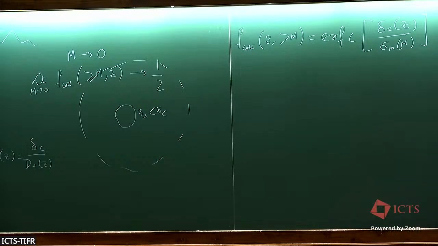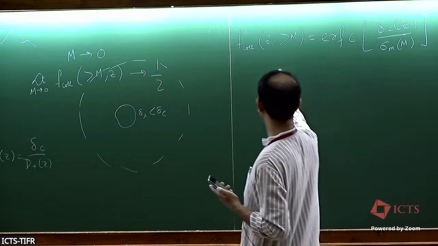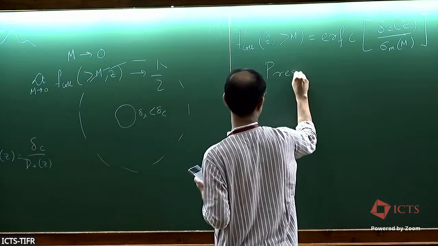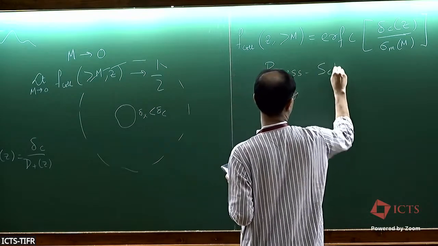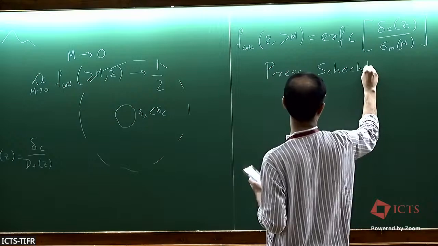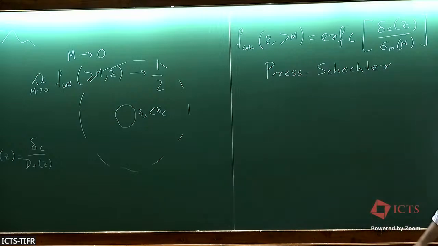This calculation was first done by Press and Schechter in the 70s. And all the formulas we derive, we will reach something called the Press-Schechter mass function. But they had this famous problem of a factor of 2.